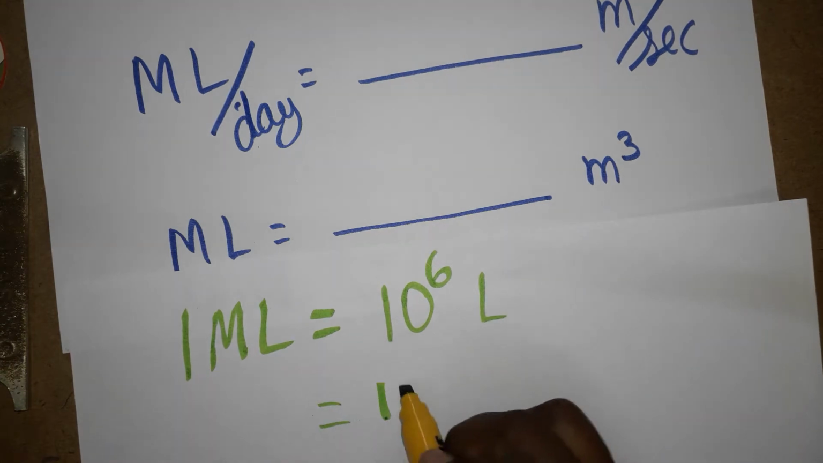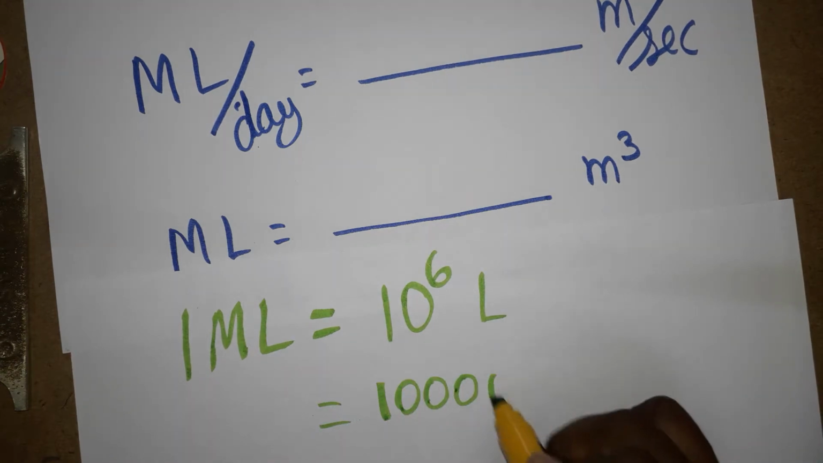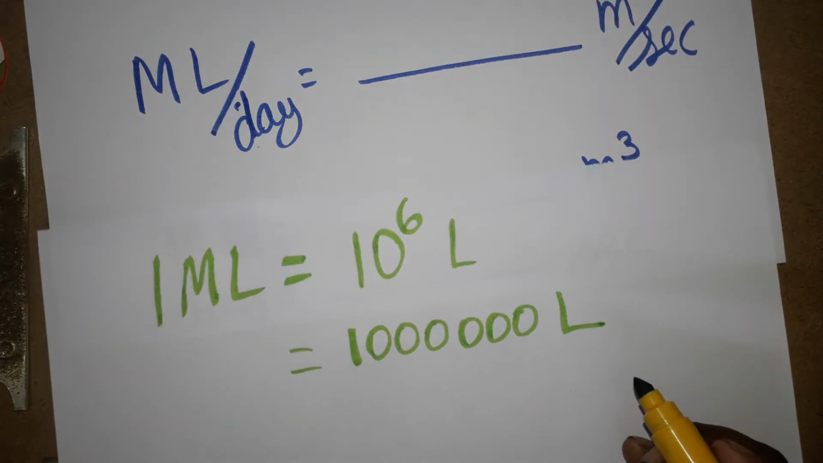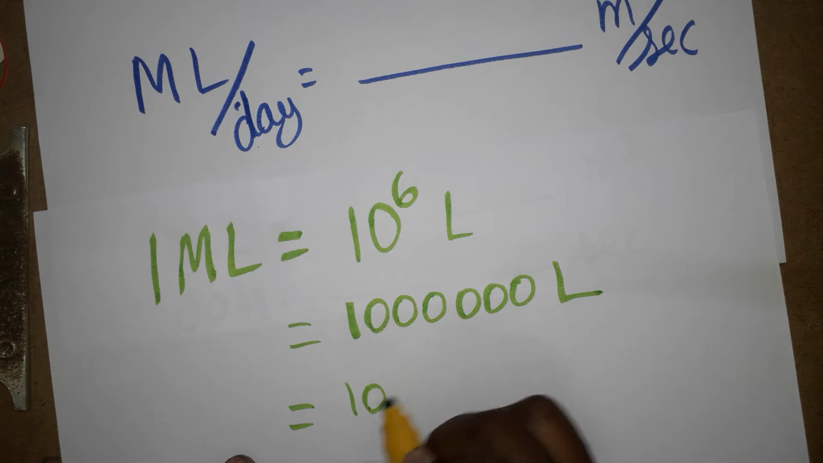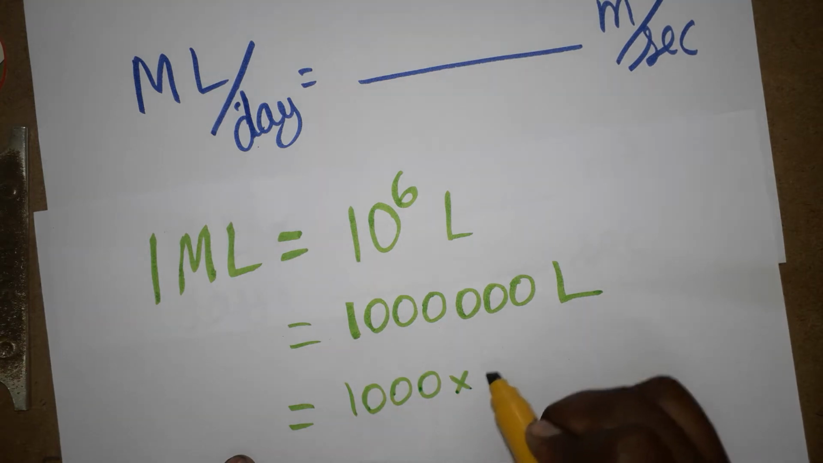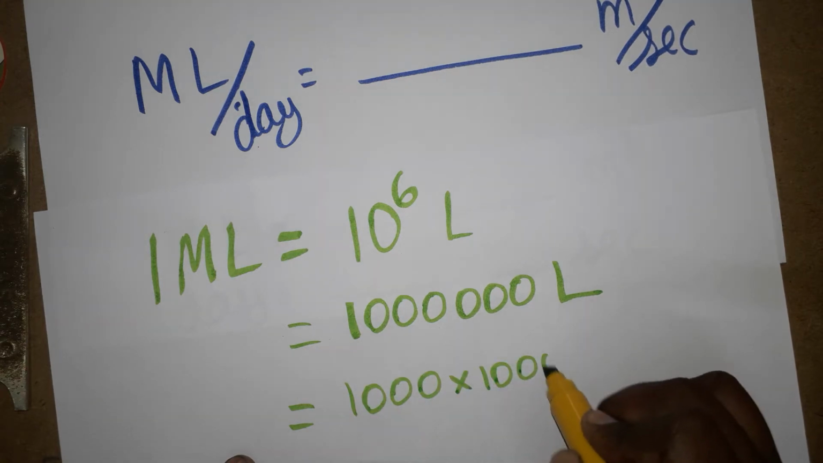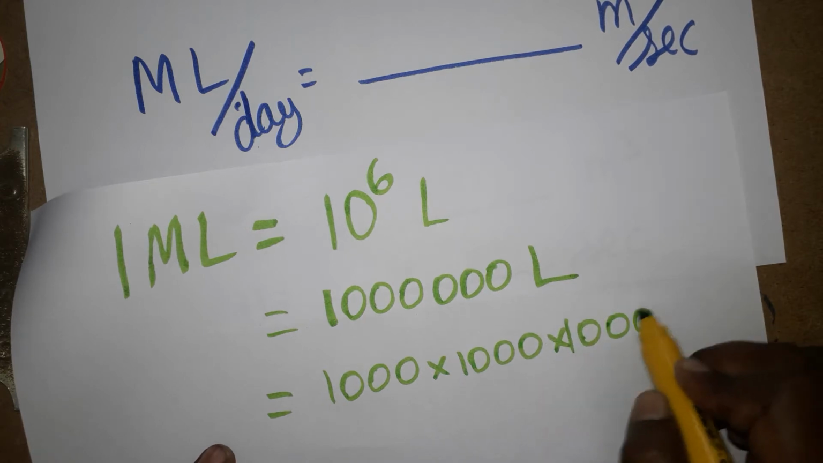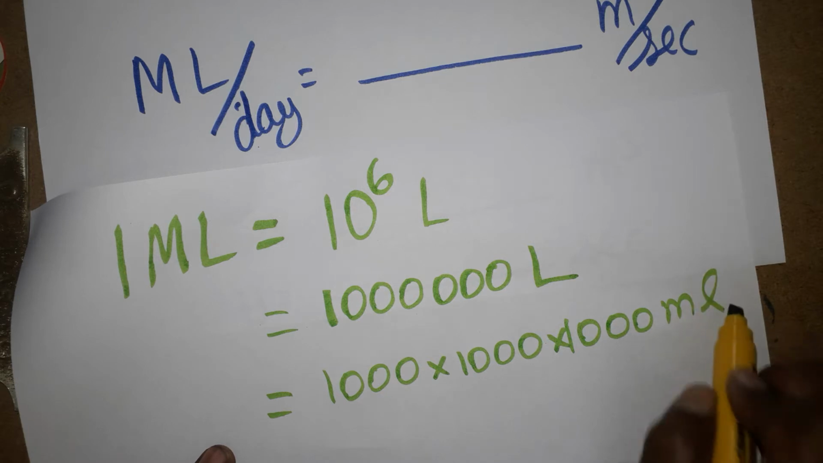So, we can write like this: 1 followed by 6 zeros liters. 1 liter is how many ml? 1000 ml. So, I got what is 1 ml.